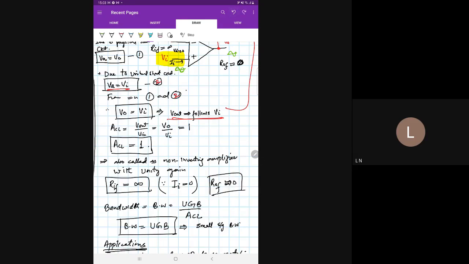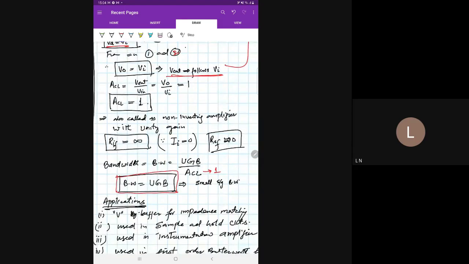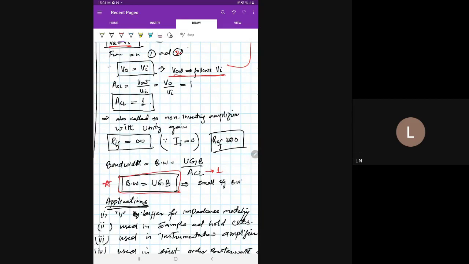Like in the previous circuit, we said bandwidth, the range of frequencies that it can amplify or pass, will be equal to unity gain bandwidth divided by closed loop gain. But closed loop gain in this circuit is equal to unity. Therefore, the bandwidth of this circuit is equal to unity gain bandwidth. Sometimes it is also known as small signal bandwidth.